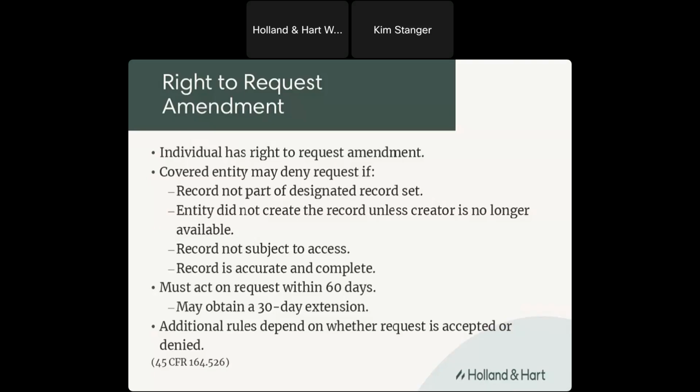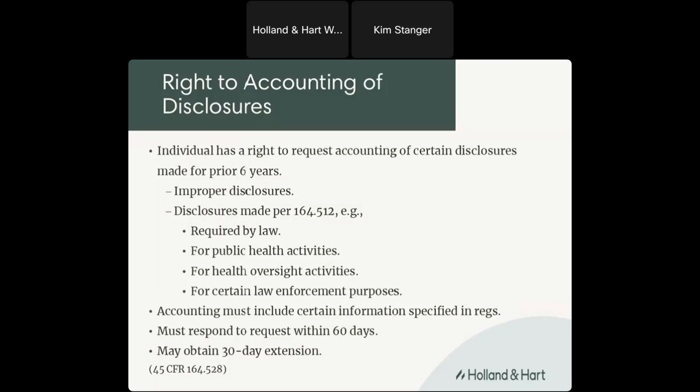If you deny the request, you've got to notify the patient, and the patient then has a chance to have a statement of disagreement attached to their medical record. It becomes part of the medical record, and you've got to notify other people, a bunch of other stuff. Just remember, if you have that request for amendment, look at the rules, make sure you're complying with that.